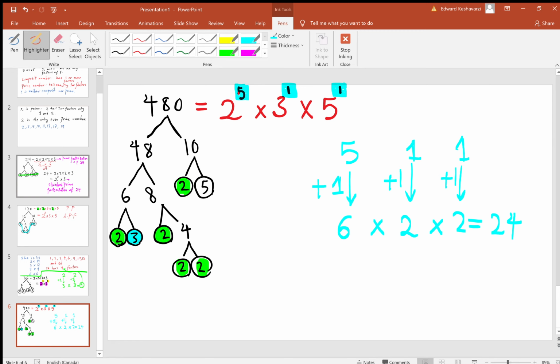This is the end of this lesson. In the next lesson, we are going to start GCF and LCM of two numbers, which is a fundamental discussion in math. So thank you for watching.